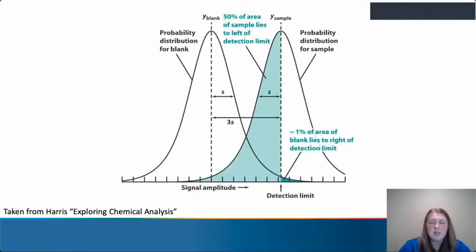So 3 times is your limit of detection. You've only got a 1% chance of a false positive. You move that out to 10 times, you're looking at a very small percentage of a false positive result.